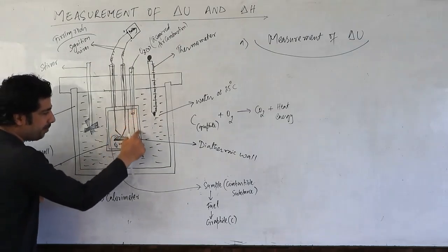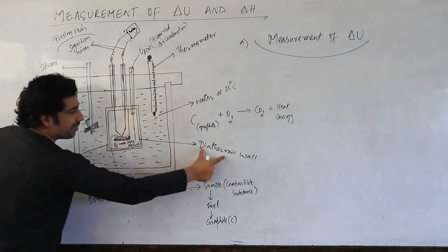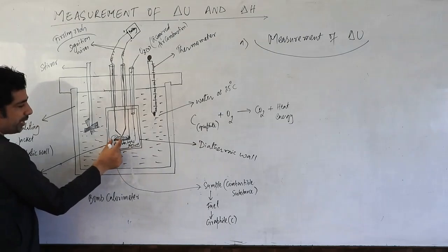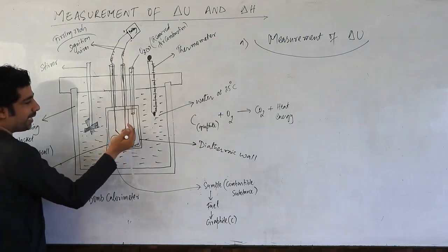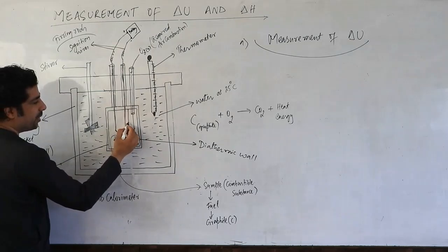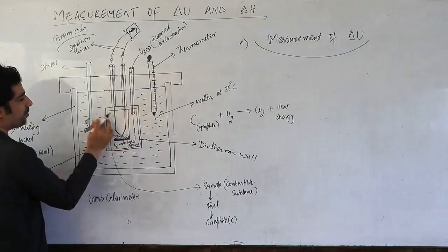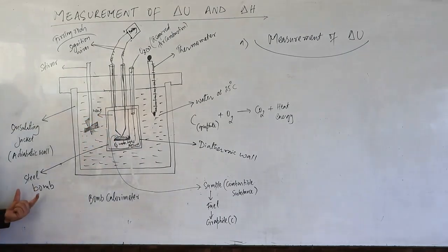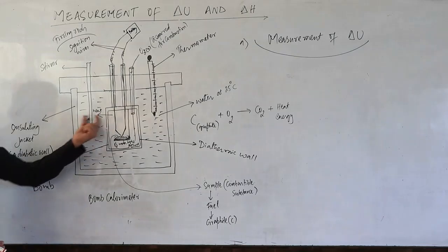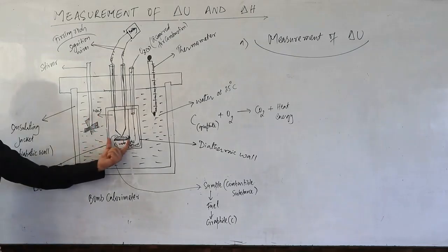So this steel bomb has walls which are diathermic. That means during combustion of this particular graphite, what will happen? The heat will come out, my dear friends. So heat will come out of the steel bomb, because combustion is taking place.